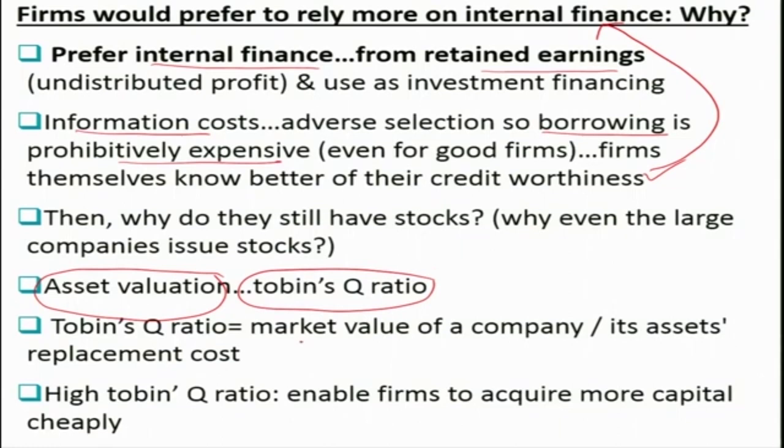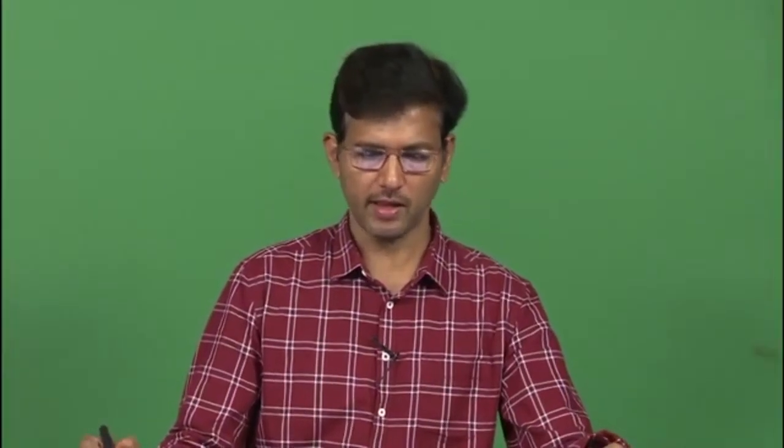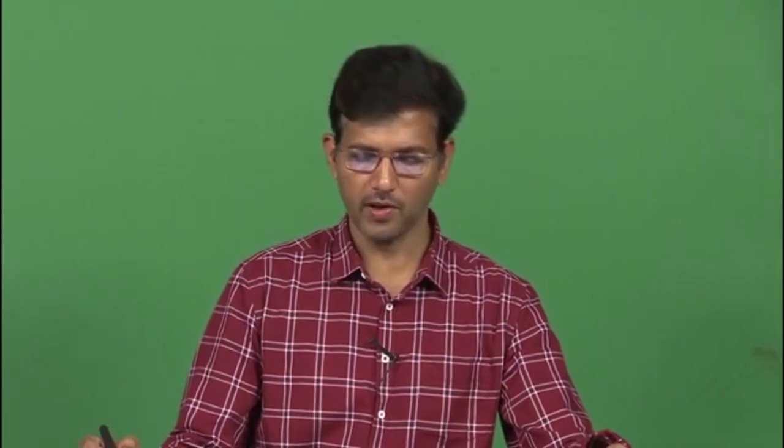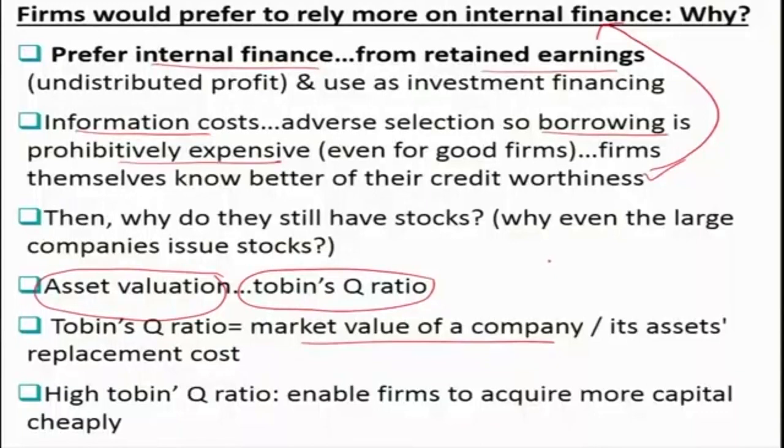Tobin's Q ratio is the market value of a company divided by its asset replacement cost. Suppose the economic fundamentals of a company are strong, it is a good firm with a high profit, and suppose the market valuation of this firm is 200 billion. But in order to replace all these assets, the factory, machines and premises, suppose the replacement cost is, for example, 100 billion.